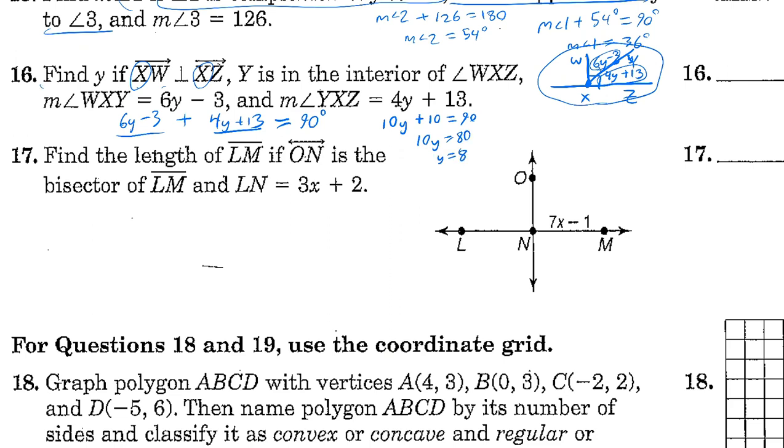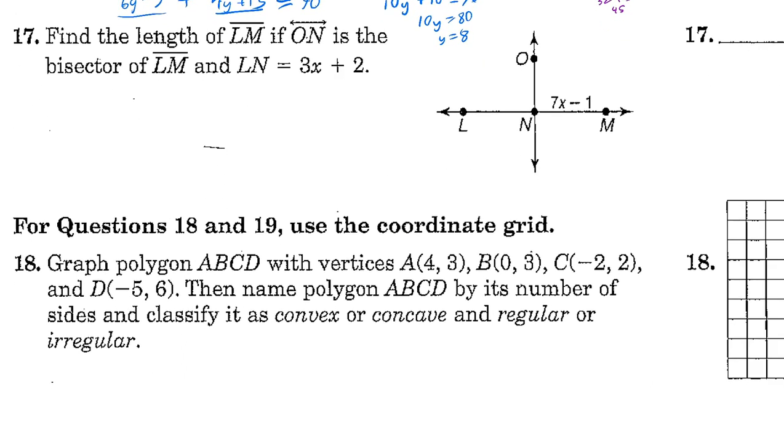Let's see what it asked for. It just said find y, so we don't need to plug it back in. But we absolutely could just to double check. So I'm going to plug it back in, and the top angle is 48 minus 3, or 45. Whoa, interesting. And the bottom one is 32 plus 13, or 45. Whoa, not only was it in the interior, it was exactly in the middle, forming the angle bisector. So anyways, y is 8.